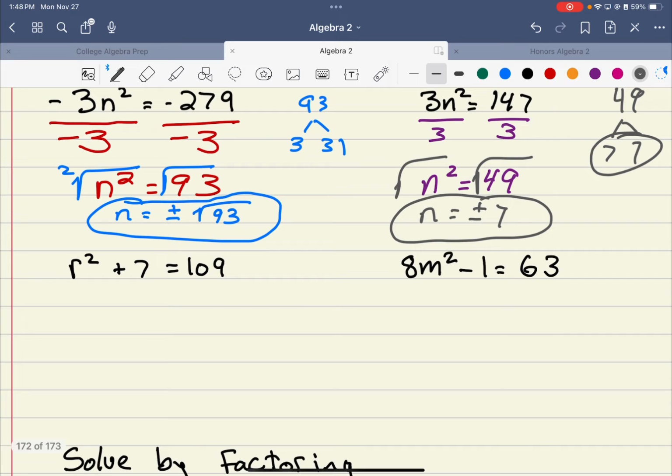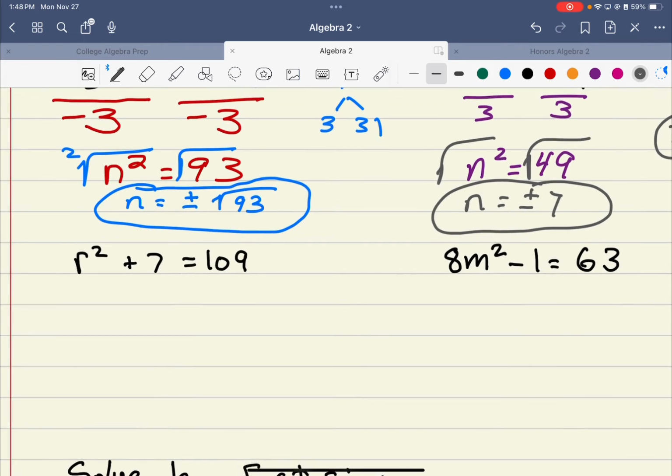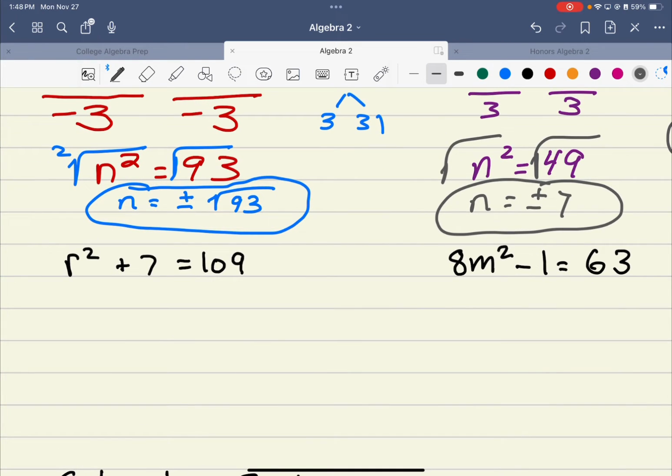Next one, r squared plus 7 equals 109. What's first? Subtract 7. R squared plus 7 minus 7 is r squared. 109 minus 7, 102. Take the square root of both sides. Square root of r squared is r, plus or minus the square root of 102.